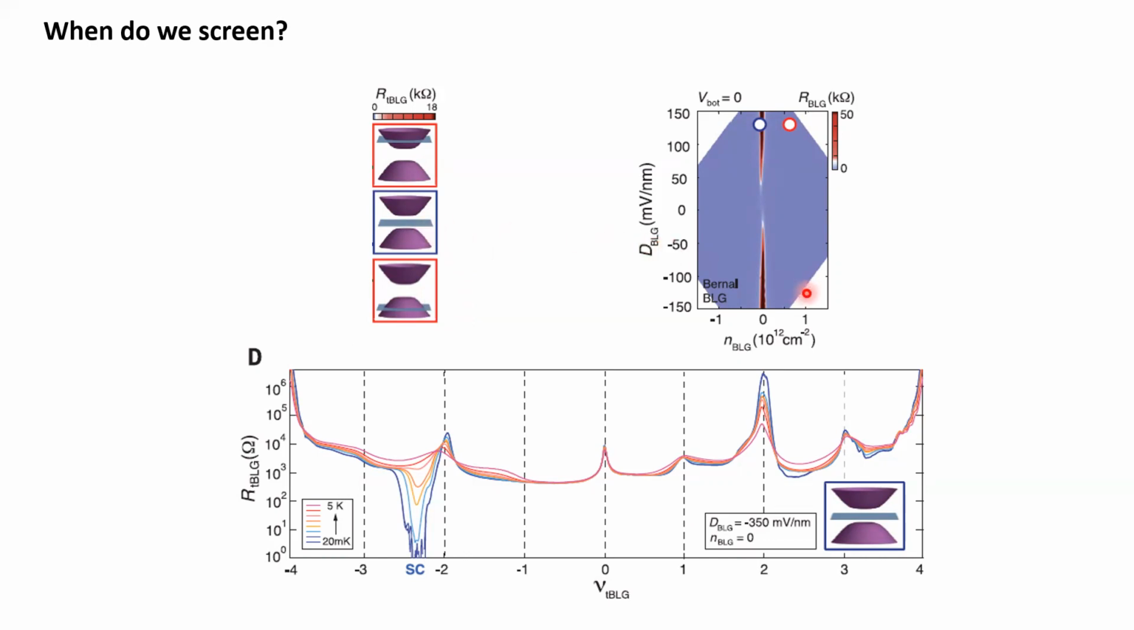In this phase diagram of the normal bilayer graphene, this is the amount of carriers and the displacement field. We can see bilayer graphene is always conducting unless we are along these two features, along this red feature here or here. Now, what happens if we are not screening? This is the normal experimental thing you would see in any other paper. So in this case, we are not screening.